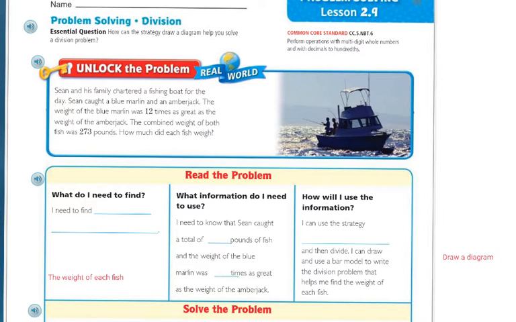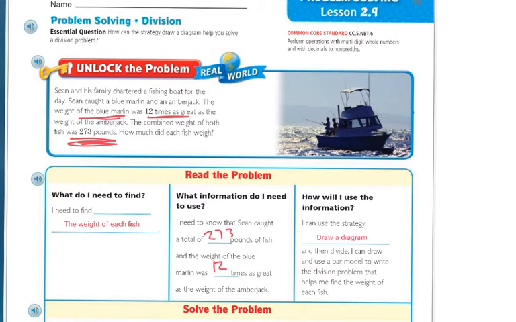So they want to know, I need to find out the weight of each fish, okay? So what information do I need to use? Well, I need to know that Sean caught a total of 273 pounds, right? Because right here it tells me it's 273 pounds for both fish. And the weight of the blue marlin was 12 times as great as the weight of the amberjack. So how can I use this information?